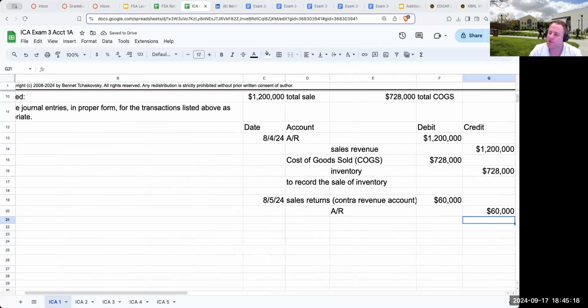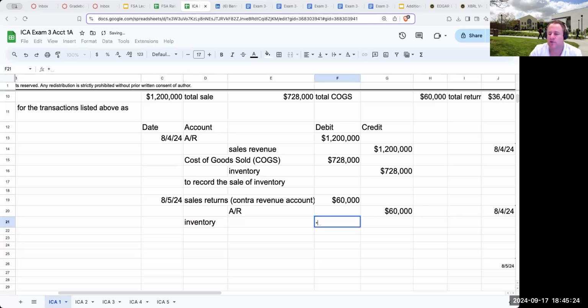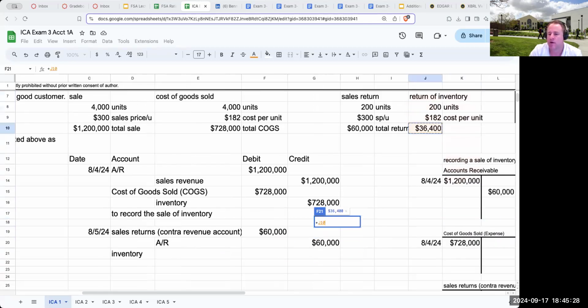Okay, now the next thing we need to do though is we're actually getting inventory back. Right, the customer gave us back the inventory. So we're going to debit inventory for 36,400. Now, in real life, we could not call it that. We would have to call it like a subcategory of inventory, like inventory returns. But this is basic financial accounting. Just want to get you used to recording these types of transactions.